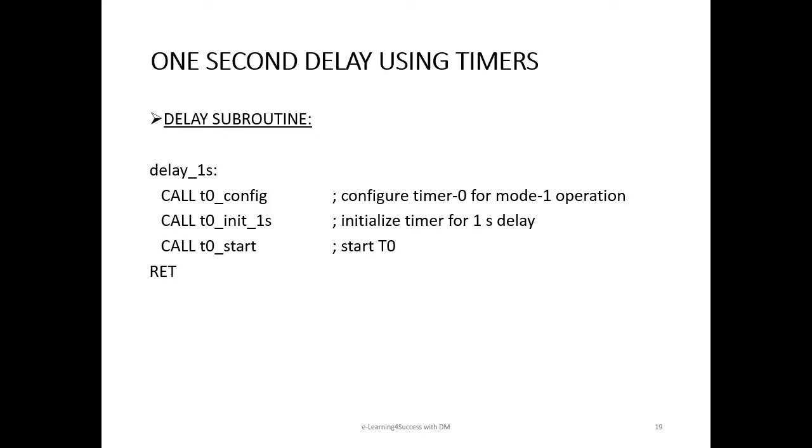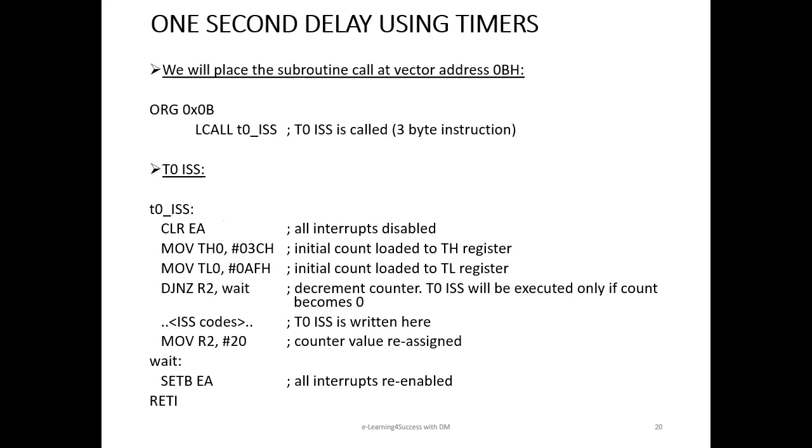Now we will write delay_1 subroutine. Here we will call the already defined subroutines T0_config for configuring T0 as a timer in mode 1 and T0_init_1 that we have defined just now. Also, the timer is started by calling T0_start subroutine. Next we have to write the subroutine call instruction for T0's interrupt service subroutine at the timer interrupt vector address 0BH.